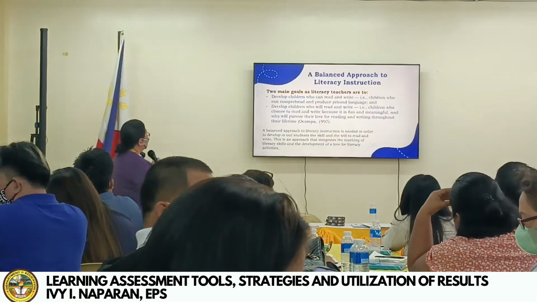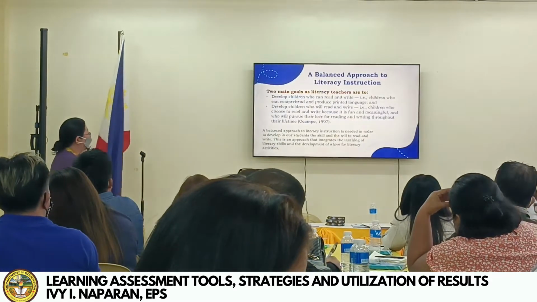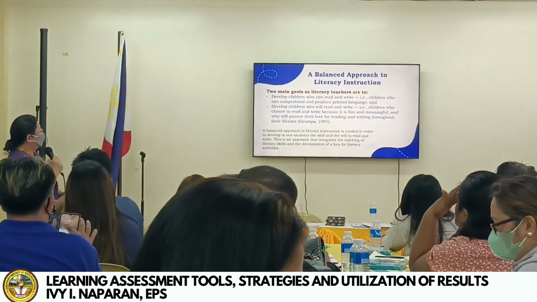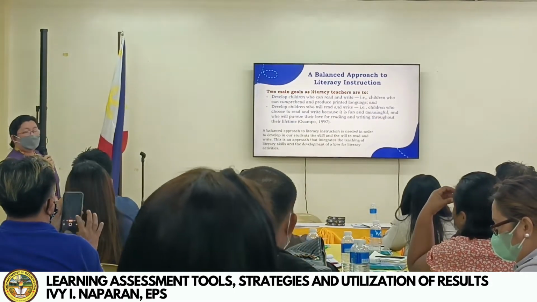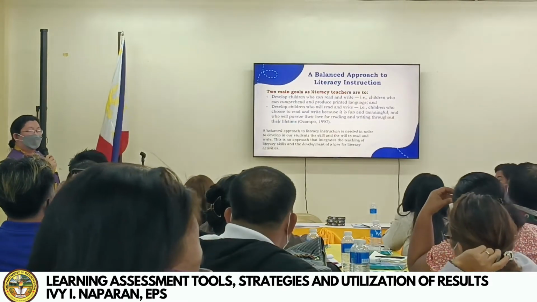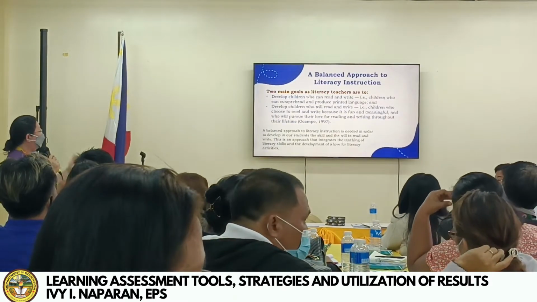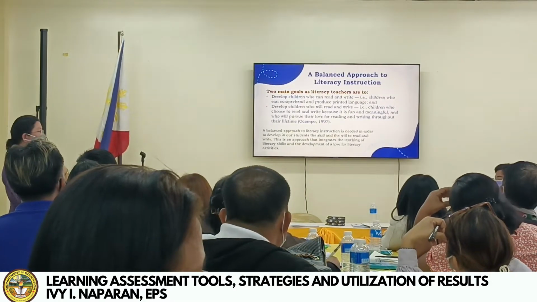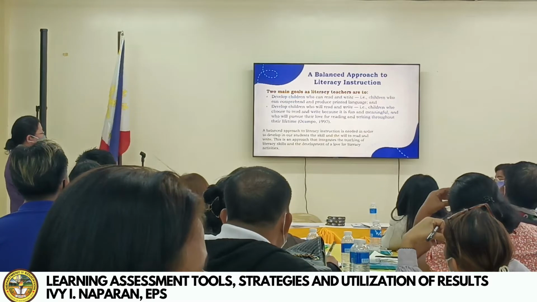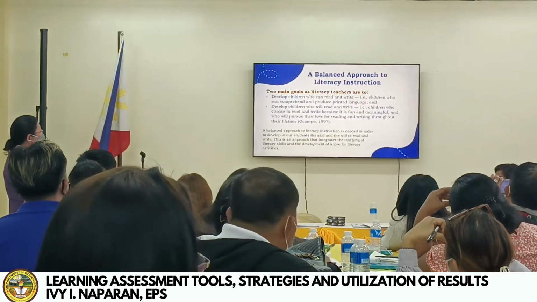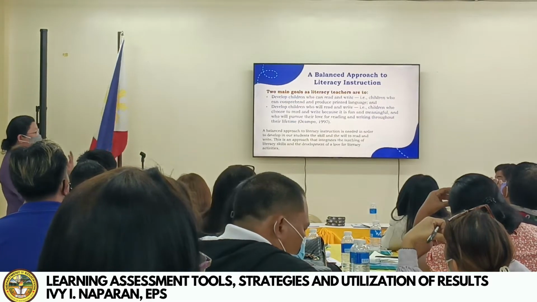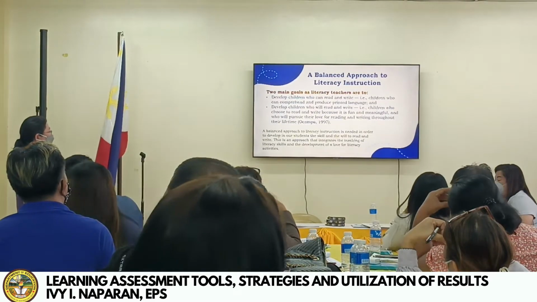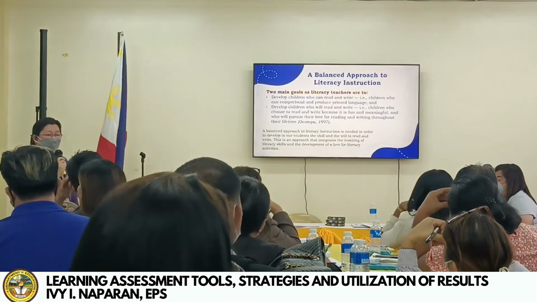And then, there are 2 main goals as literacy teachers: to develop children who can read and write. And that is not just enough. Kung atong children can read and write, there should be the will of the children to read and write, such as children who choose to read and write because it is fun and meaningful, and will pursue their love for reading and writing throughout their lifetime.